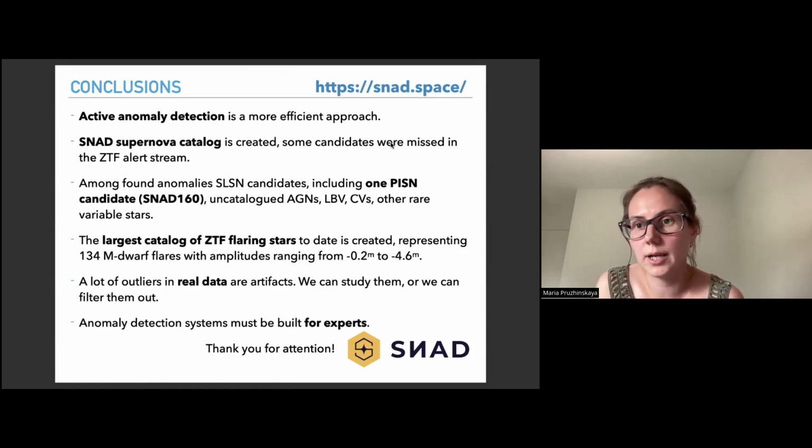Among the most interesting candidates in anomalies there are a few superluminous supernovae, including one pair-instability supernova candidate, several uncatalogued active galactic nuclei, luminous blue variables, cataclysmic variables, and other rare types of variable stars. And an anomaly detection system must be built for experts based on their interest and their main domain.